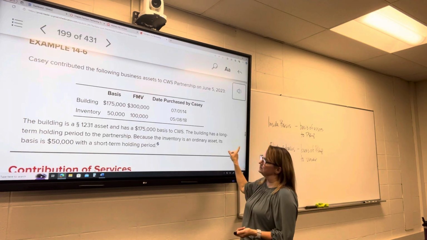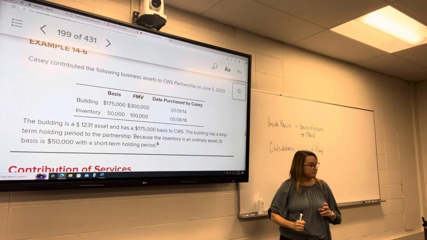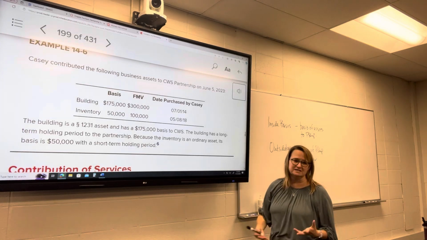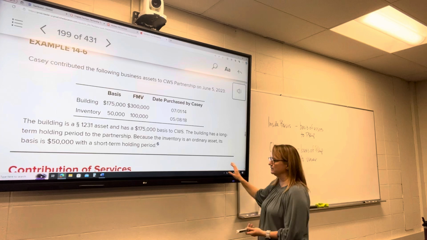Inventory, though, is an ordinary asset. Its basis is still going to be the 50,000, but it's got a short-term holding period. When they sell, it's going to be taxed at ordinary tax rates. I mean, it's inventory. That's going to be taxed at ordinary tax rates anyway, right? Because it's going to generate ordinary income.